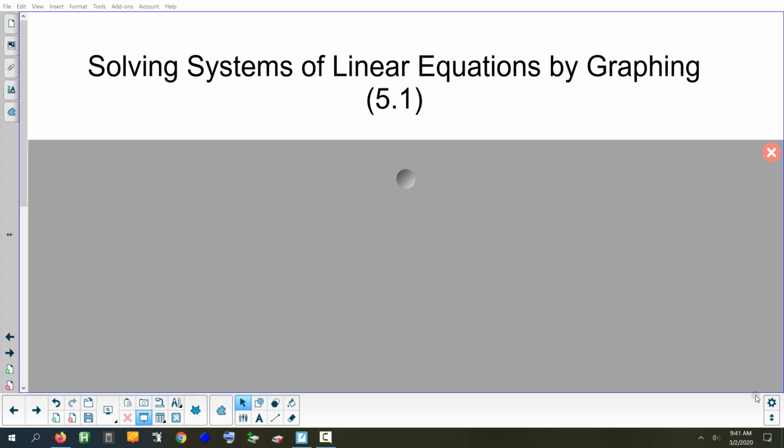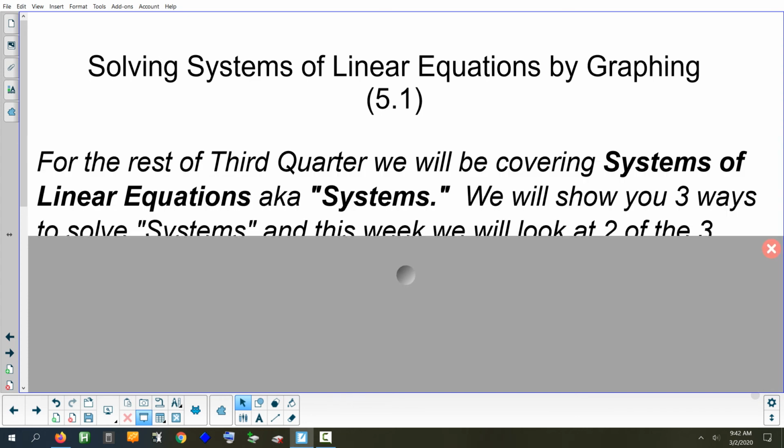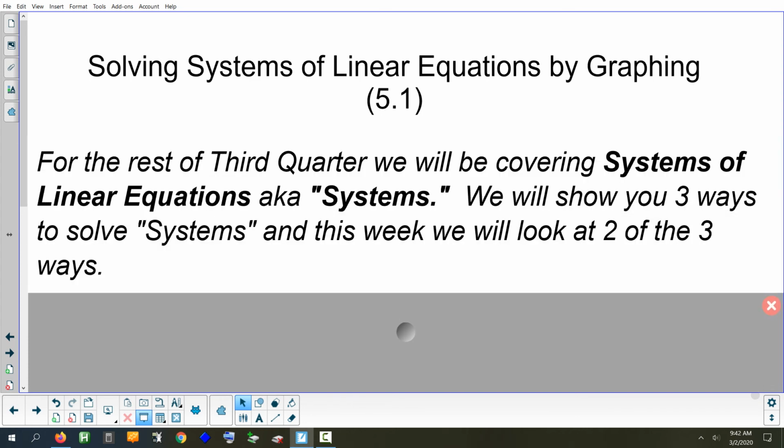The 2 methods we're going to focus on a lot are called substitution, which is going to be all this week after today, and then elimination. You don't have to worry about elimination until next academic week, all right? So that's basically what I just said to you. For the rest of the term, we are solving systems, and I'm going to show you 3 different ways to do it. We're going to look at 2 out of the 3 ways this week.